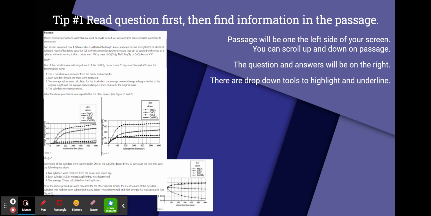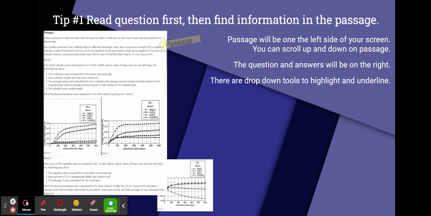up and down. So, here again is just a snippet, cut and pasted for you, of how big a passage may be. Again, this is not for you to read, this is just for an overview of how big it is. So we've got passage one, it's about de-icers. We got study one, we got study two, and we've got three figures to go with it.